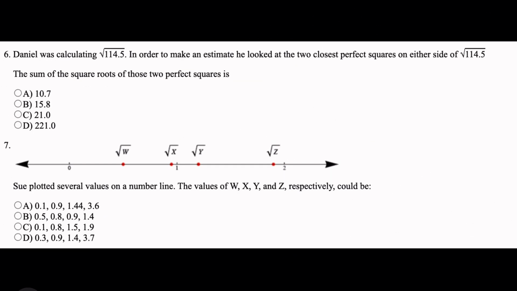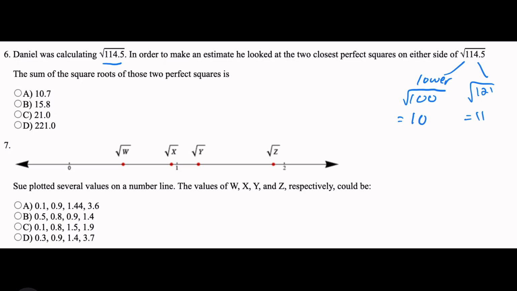So for this one, which is more of a roots question, Daniel was calculating the square root of 114.5. In order to make an estimate, he looked at the two closest perfect squares on either side of 114.5. Now what they mean by that is the perfect square that is lower than 114.5 would be 100, right? If I take the square root of 100, that equals 10. And then the next perfect square that is higher would be 121, which the square root of that would be 11.